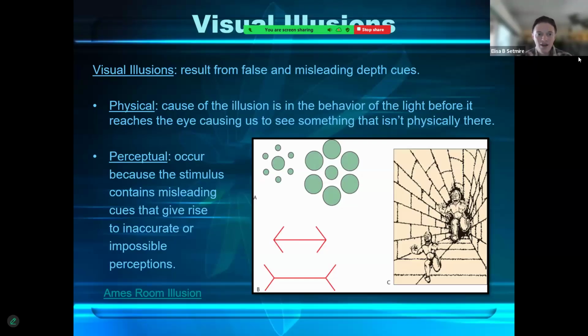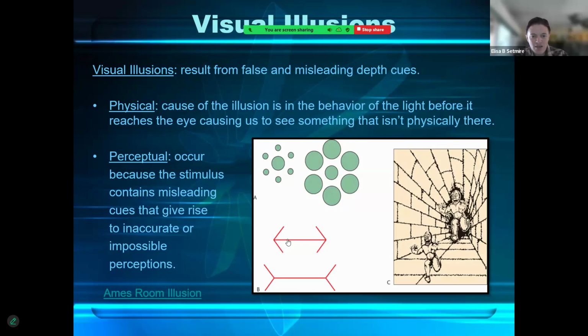One more thing that can come out of all of this are visual illusions. Sometimes, as a result of some of these false and misleading depth cues and different cues from our perceptual organization, we can end up with a false or misleading depth cue about the world around us. Physical illusions are when the behavior of light before it reaches the eye causes us to see something that isn't physically there. This is kind of like a mirage on the road, right?